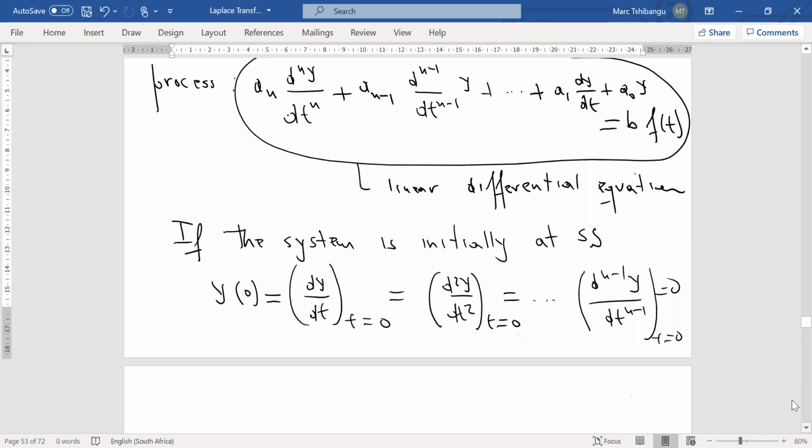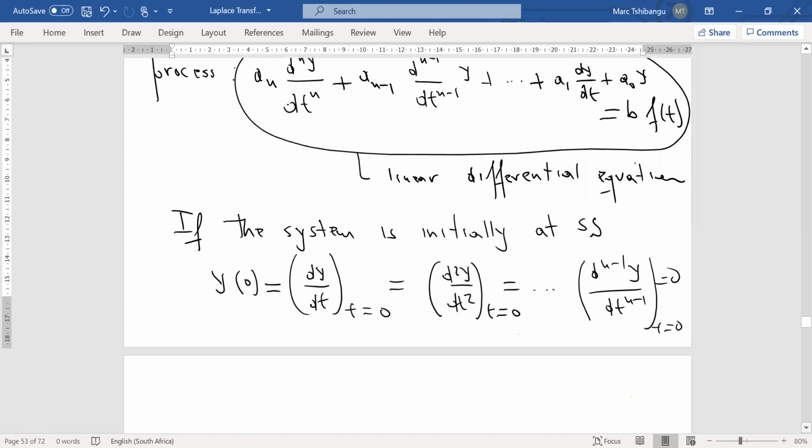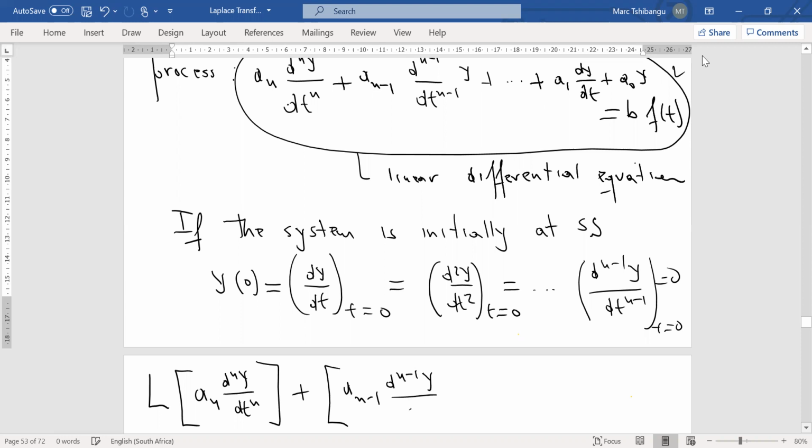If we assume that, then we can take the Laplace transform of the differential equation. That means the Laplace transform of a_n d^n y over dt^n, plus, using the properties, the Laplace transform of a_(n-1) d^(n-1) y over dt^(n-1), plus, and so on, the Laplace transform of a1 dy over dt, plus the Laplace transform of a naught y.